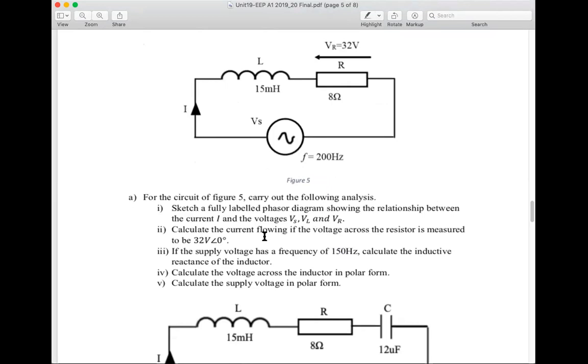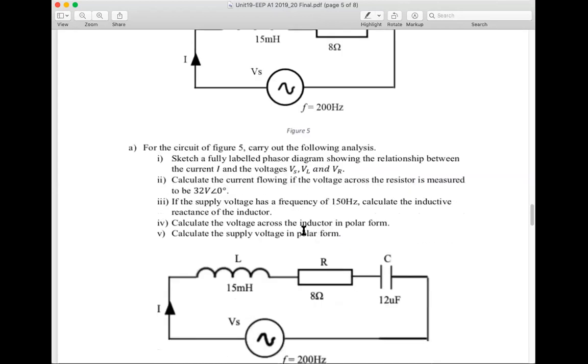So everybody okay with the second part? Current flowing. We're using the fact that you've been given 32 volts across the resistor and 8 ohms. Calculate the current. The supply voltage has a frequency that should read 200 hertz. Calculate the inductive reactance of the inductor. Anybody got a problem with that?